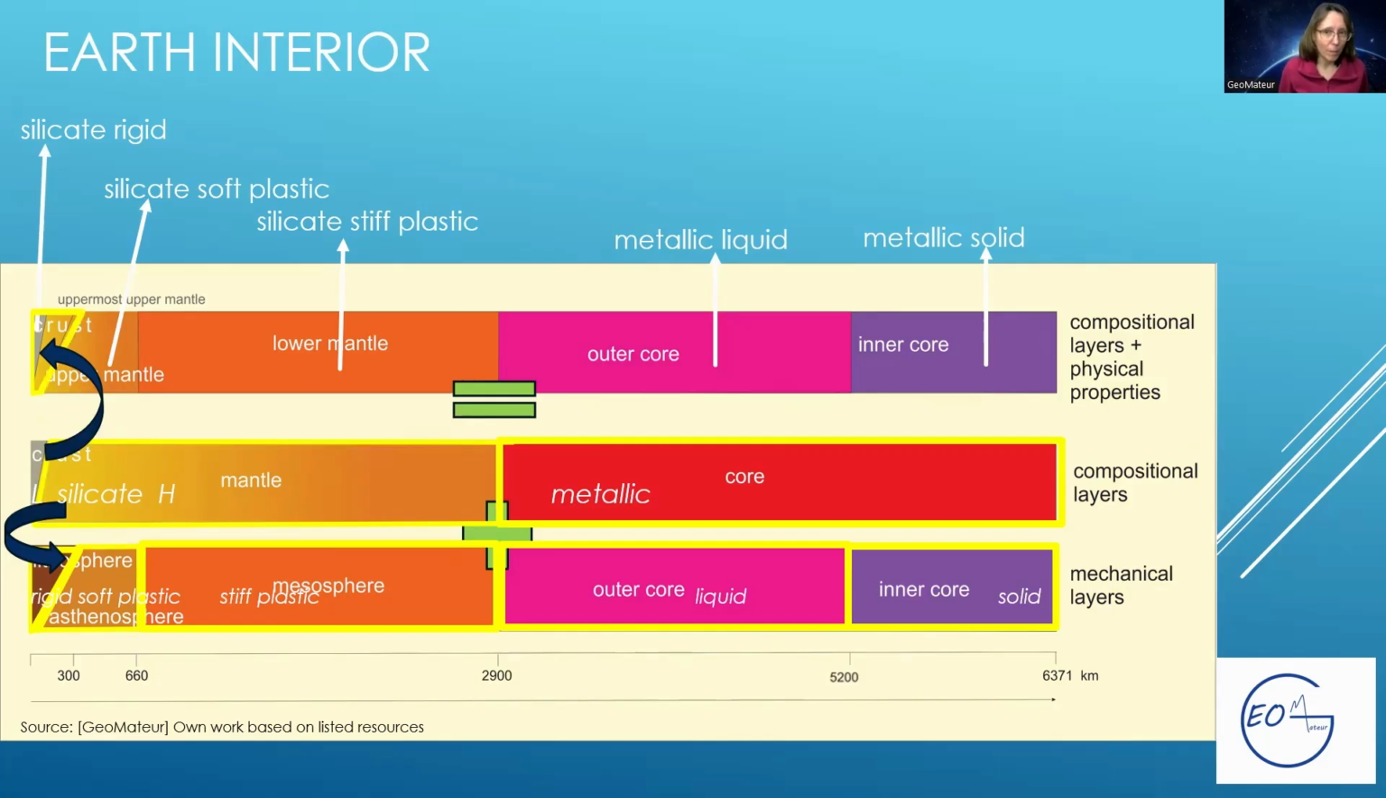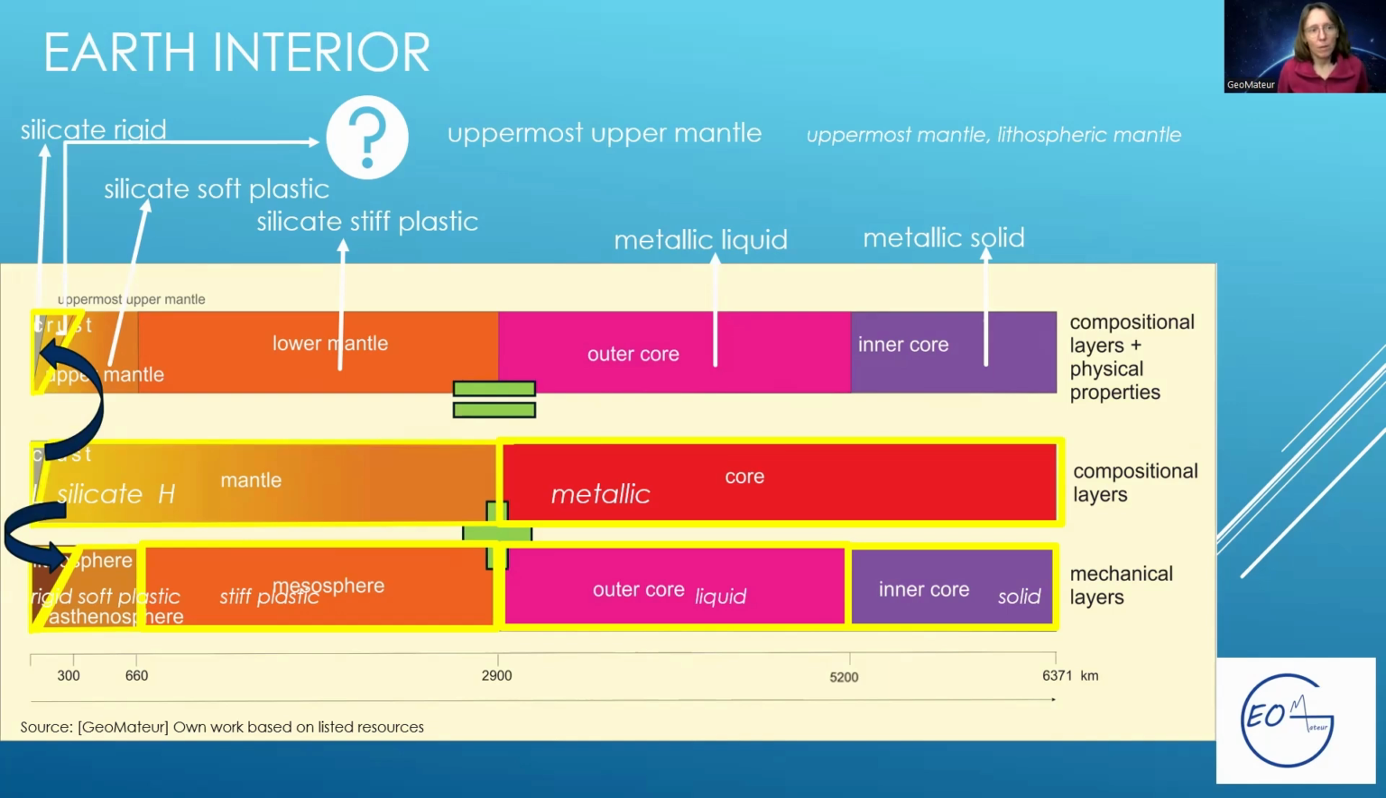But remember, comparing the thickness of the lithosphere to the crust, we have a mystery layer. What's this? It's called the uppermost upper mantle, or lithospheric mantle, and this part sticks to the crust. So that's why we have the lithosphere as one layer: the crust and the uppermost mantle stick together, so they mechanically create one layer.